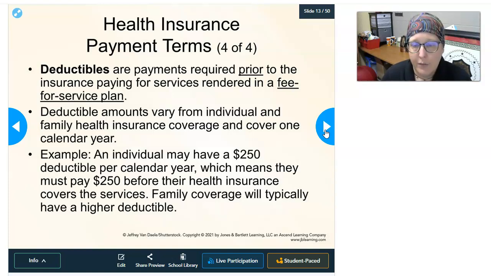Anyway, the deductible amounts will vary between individual and family health insurance coverage, and they do cover one calendar year, meaning they start January 1st and end at the end of December. You'll see a trend where a lot of people, if they've met their deductible somewhere halfway through the year or towards the end of the year, may try to schedule more procedures because their deductible has been met. They think, well, I needed this done or that done, let me try to get it in before the end of the year. The physician may or may not have availability to do that. So in their example here, an individual may have a $250 deductible per calendar year, which means they must pay $250 worth of services before their health insurance covers the services.